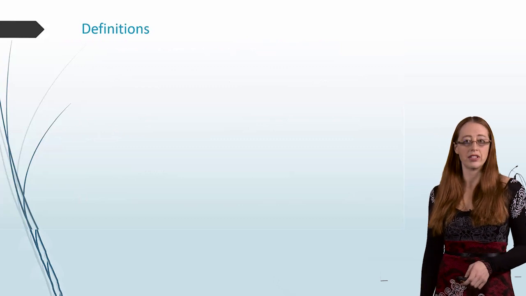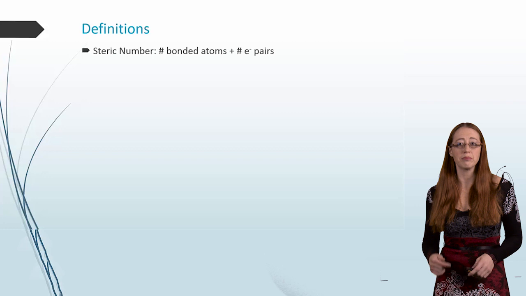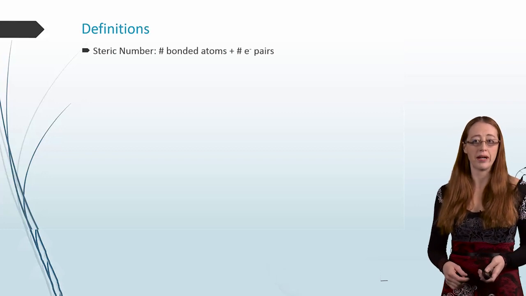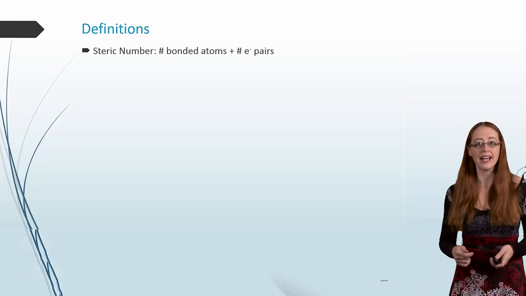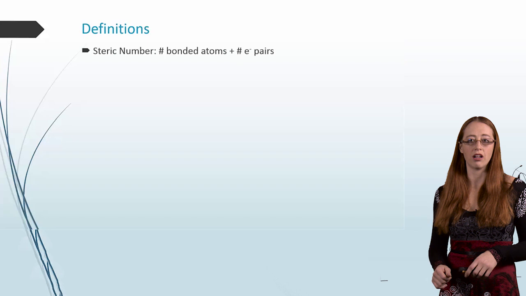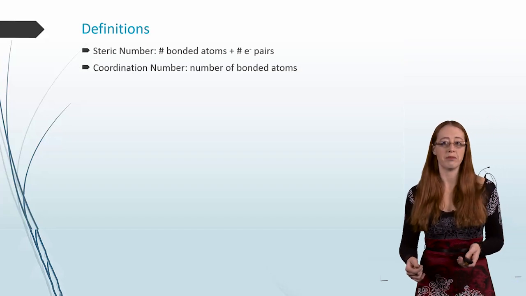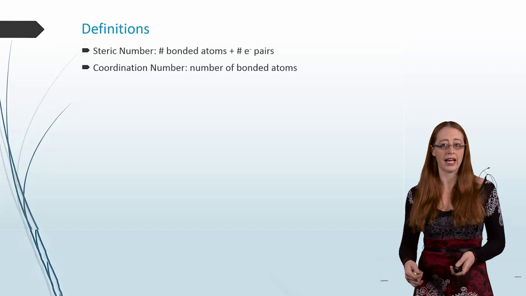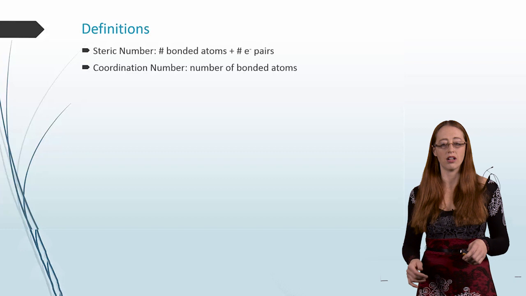So let's start with some definitions. First off, steric number. These are your bonded atoms plus your lone pairs. Notice I say bonded atoms, or we could say bond groups, not just bonds. That's because your single, double, and triple bonds are all going to count as the same. Now, coordination number. This is your number of bonded atoms. Again, not number of bonds. Your single, double, and triple bonds are all going to count the same.